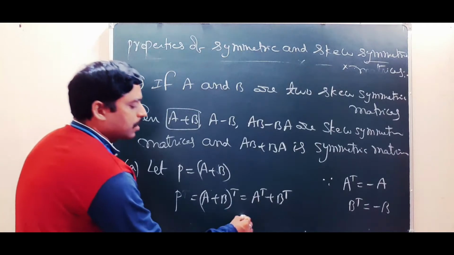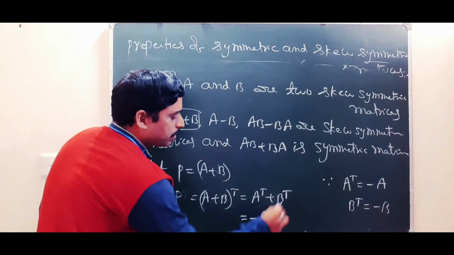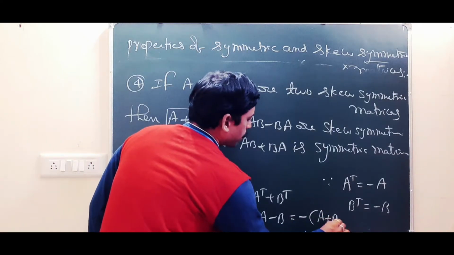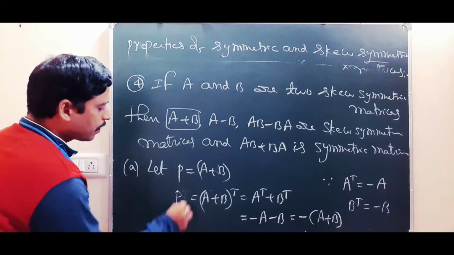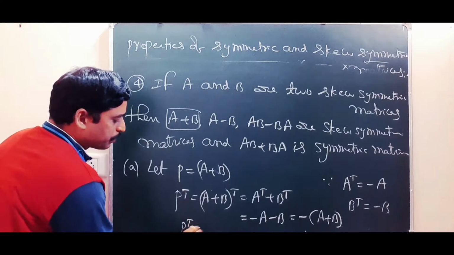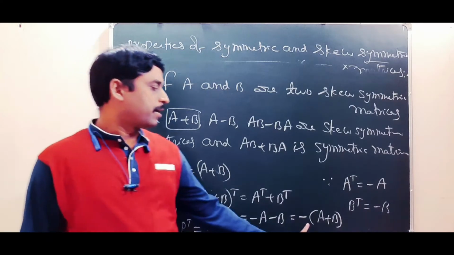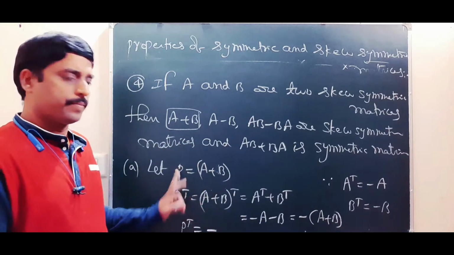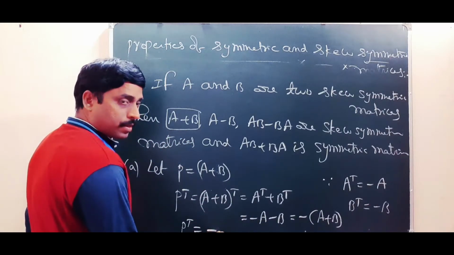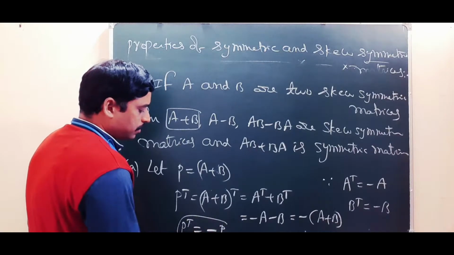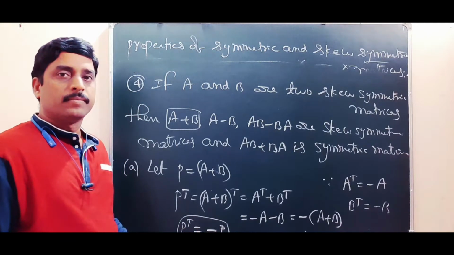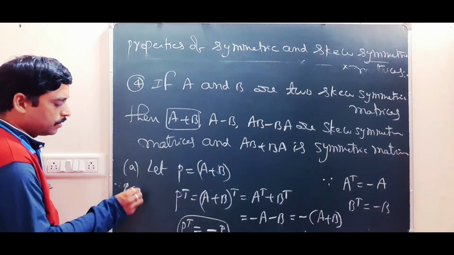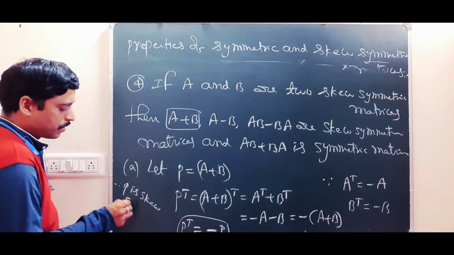Transpose of A is minus A, transpose of B is minus B. Taking minus 1 common, we get minus of (A plus B). Therefore, transpose of P is equal to minus of (A plus B). This A plus B can be written as P. So transpose of P is equal to minus P. This is the definition of a skew symmetric matrix. Therefore, P is a skew symmetric matrix.